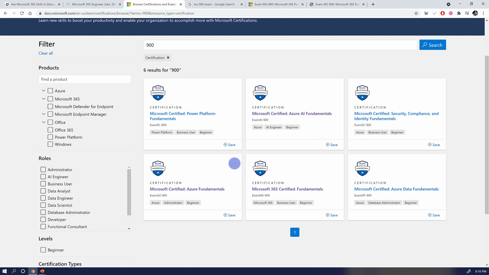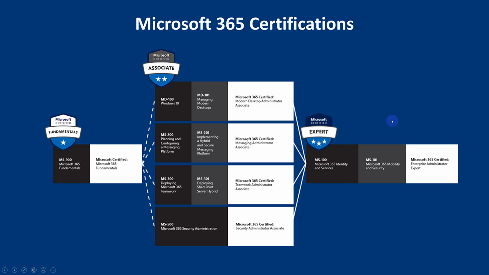But the point I'm trying to convey here is this is the starting point to get expertise in a particular domain. So if you look at this slide, right now we are looking at the fundamental level of Microsoft 365, and after clearing this certification you can take an associate level certification. For example, you can get more expertise in a particular domain like Microsoft 365 desktop or security, and after that you can take an expert level certification in mobility and security or identity and services and so on.